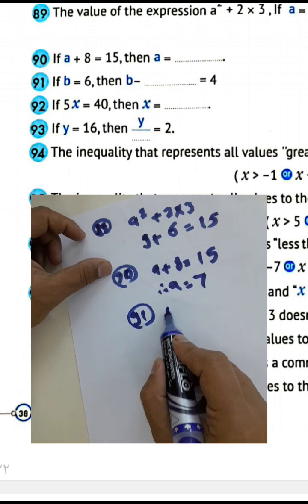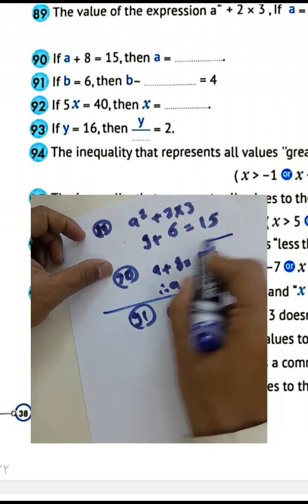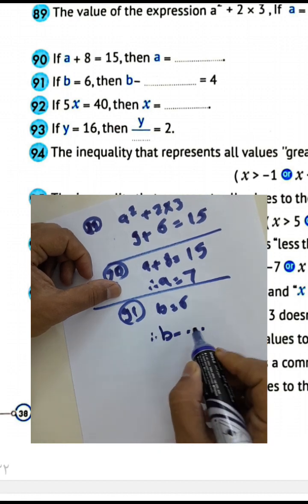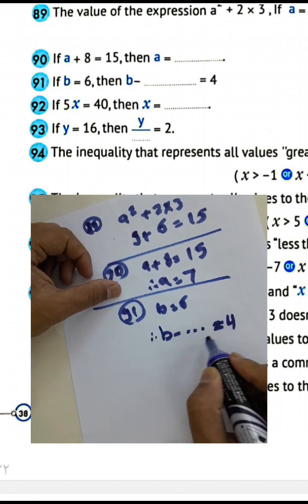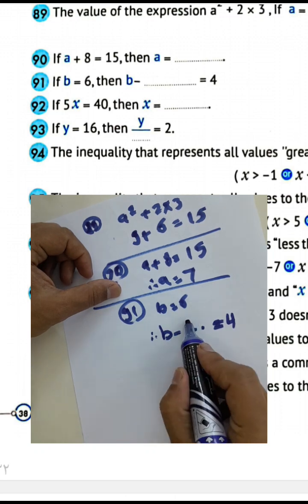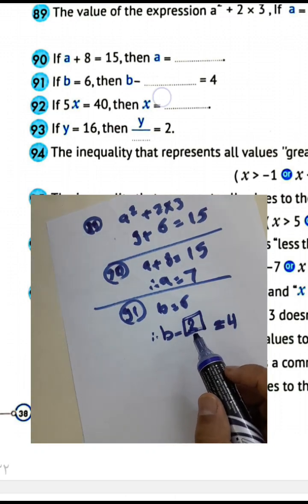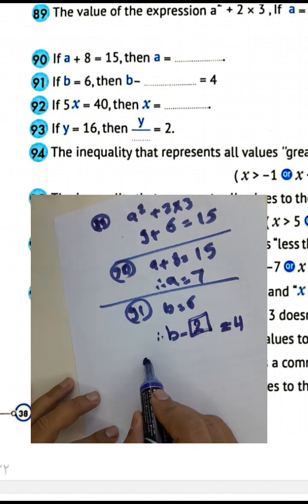Question 91. If p equals 6, then p subtract by space equals 4. Put 6 here. 6 minus 2 equals 4. Then we must put 2 in the space here.